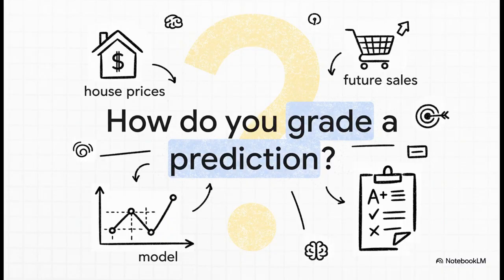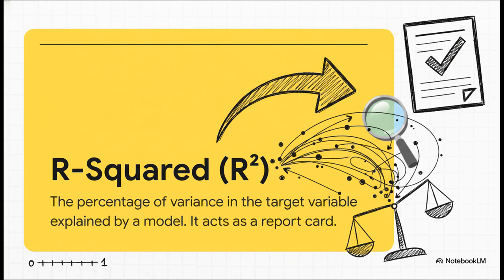So, imagine this. You've spent weeks, maybe even months building a model. It's supposed to predict house prices or maybe future sales. How in the world do you know if it's any good? How do you actually give it a grade? That's the exact problem we're going to solve today. And the answer is R squared.